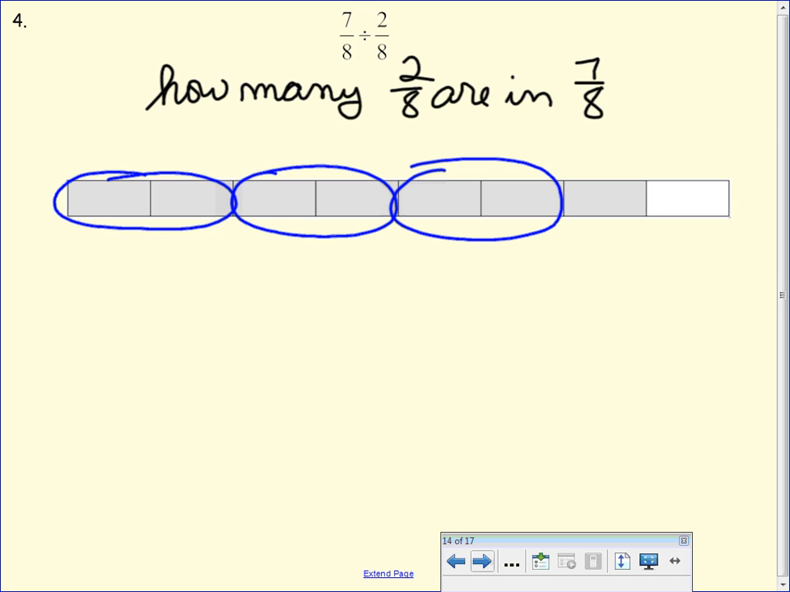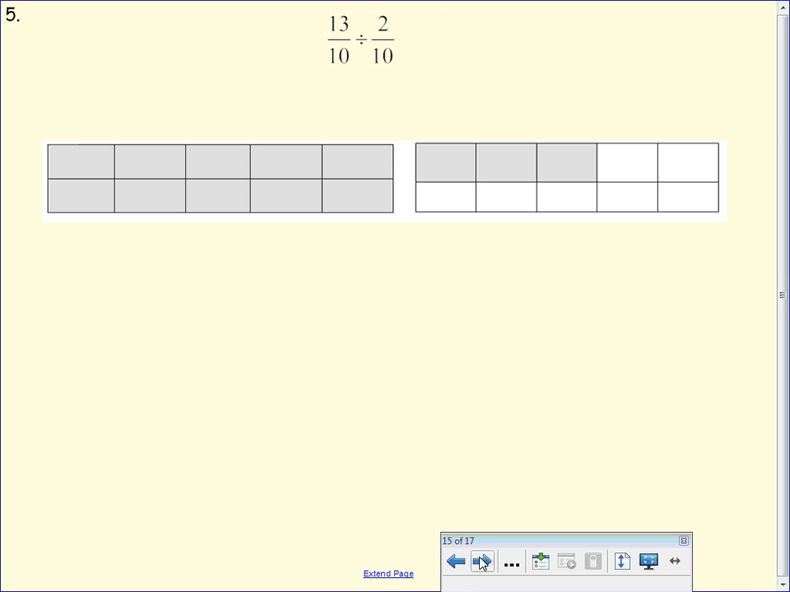I can't keep circling because I don't have 2/8. So I made 3 whole groups. And how can I write that as a fraction? Exactly, very good. So 7/8 divided by 2/8 is 3 1/2. Don't we just love tape diagrams? We could totally see what this means. I understand what division of a fraction by a fraction is.